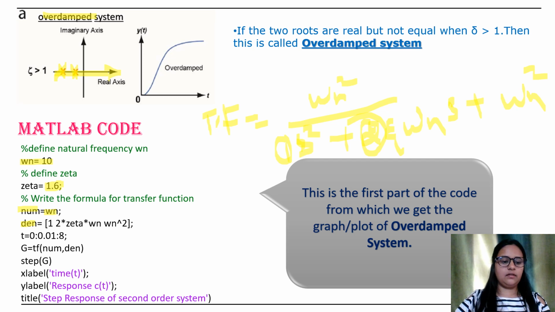This is the t equals to, the limits of the graph. This is the starting point, this is the steps, and this is the ending point. Then g equals, g is the transfer function. Step. This is for the graph, and this is the labels for the graph.